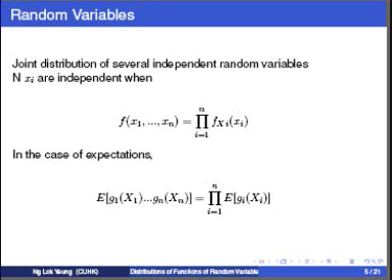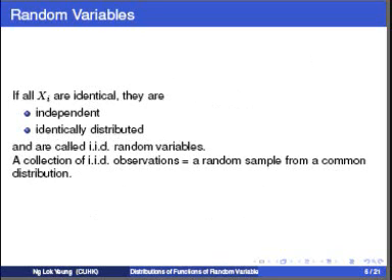Mathematically, n Xi's are independent when the joint distribution of all Xi's, where i is from 1 to n, equals the product of all individual probability density functions of each Xi. In this case, the expectation of functions of Xi's equals the product of all individual expectations of functions of all Xi's. If all Xi's are identical, they are independent and identically distributed random variables, which we call IID random variables. A collection of IID observations can be called a random sample from a common distribution.